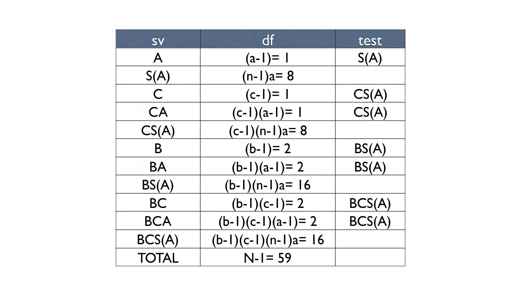And then, what do you test with what? When you do, we actually did the analysis of variance with mean squared A divided by mean squared for S within A. Mean squared for C, mean squared by S by C within A. Mean squared for C by A, etc. Okay?